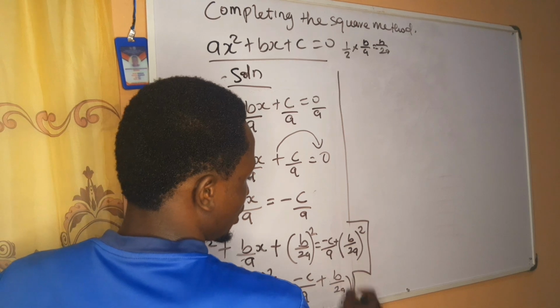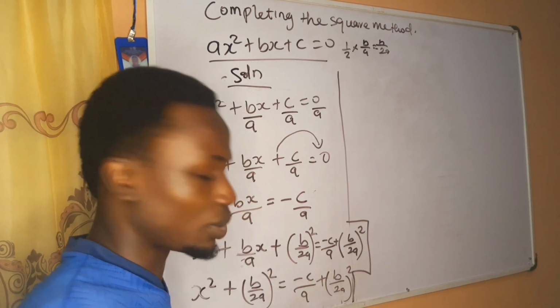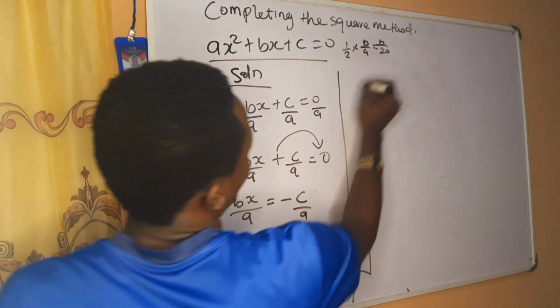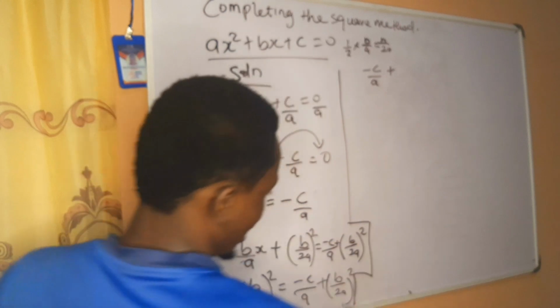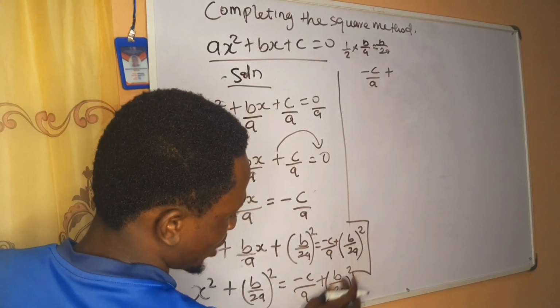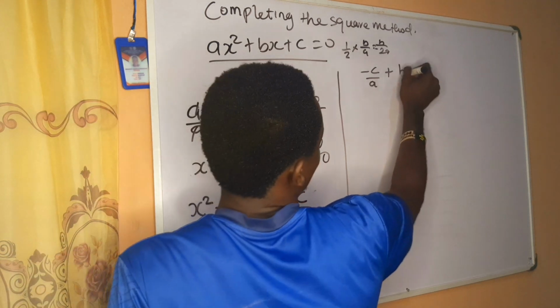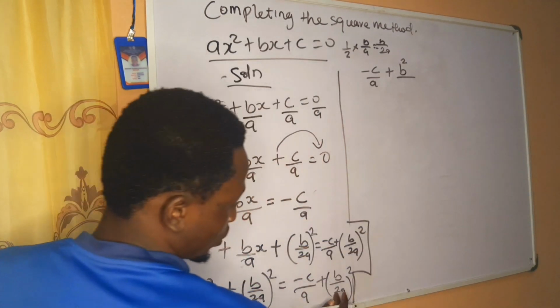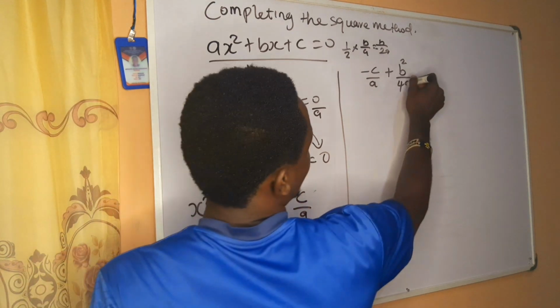B over 2a squared. Now let's analyze the right hand side of this equation first. Let us analyze it. So we have minus c over a plus, expand this. The square is for everything inside the bracket. Okay, so b squared is here, and over what? 2 squared is 4, then a squared is still a squared.